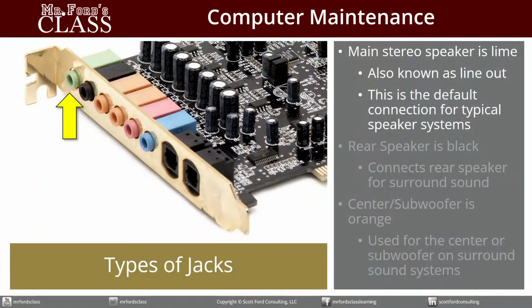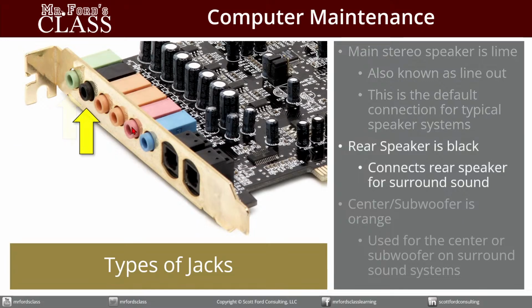The first one is the main stereo speaker. It is lime in color. This is also known as a line out. This is the default connection for typical speaker systems. The rear speaker is black. Now, again, not all sound cards are going to have all these connections. This is from an expansion card, which is going to have more features and functionality. But if you do have these, this is what they do. So rear speaker is black, connects rear speakers for surround sound.